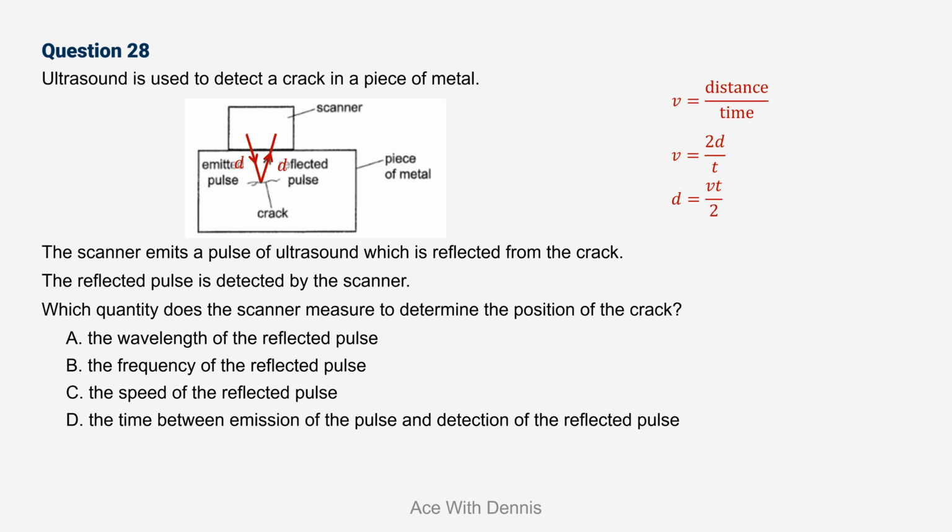So from this equation, we can see that the speed v is constant for a sound wave. Therefore, we can measure the time so that we know the distance. Therefore, the answer is D, the time between emission of the pulse and detection of the reflected pulse.